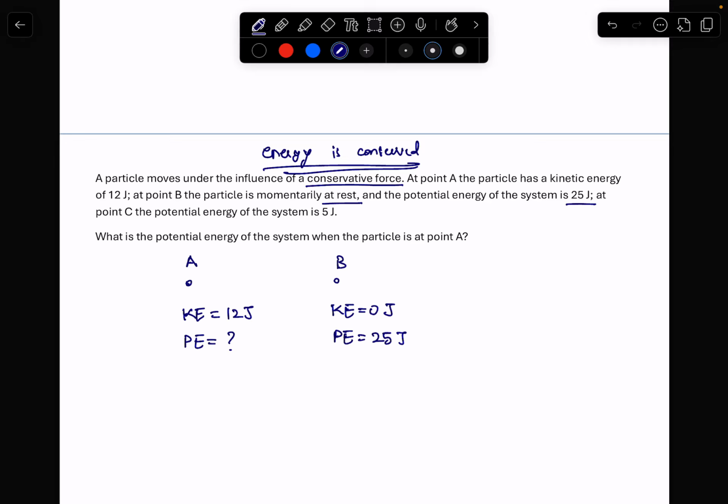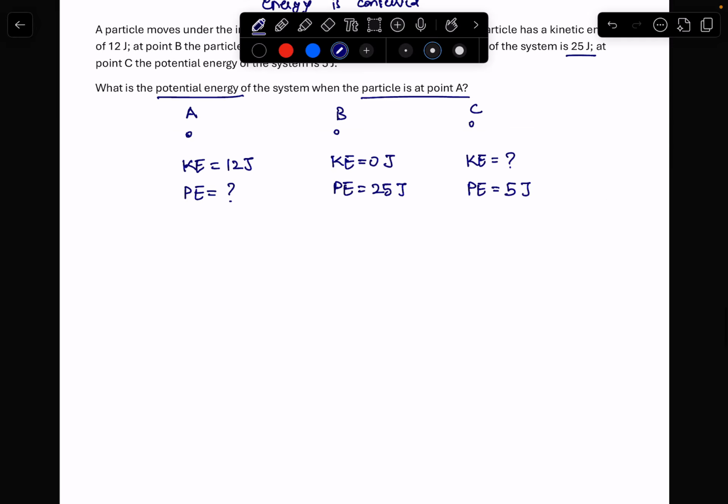Then it goes to point C, where we again don't know the kinetic energy, but the potential energy of the system is 5 joules, right? The question is, what is the potential energy of the system when the particle is at point A? So one thing I can say is the energy at A is equal to the energy at B is equal to the energy at C.